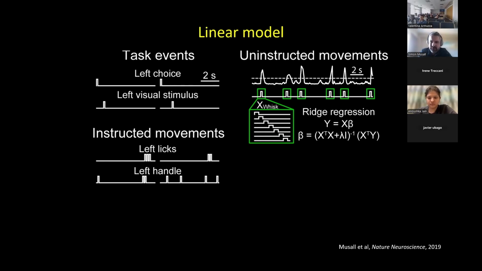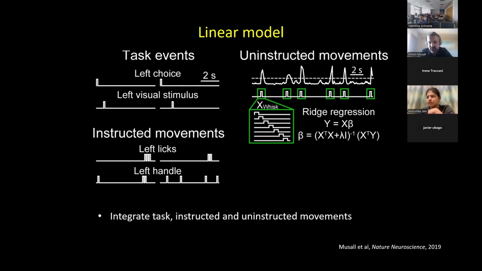I think that's more technical than I want to be, but in case you have questions about what that means, feel free to ask. But the point is basically that we use all these different events to then predict changes in the neural activity. And we basically integrate the task, the instructed and the uninstructed movement all together in one large model that is doing this prediction.